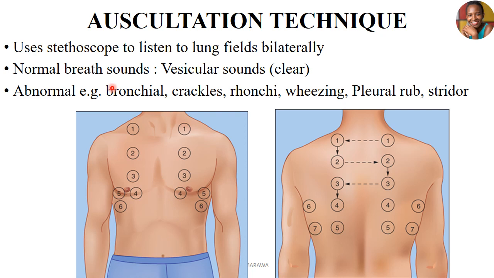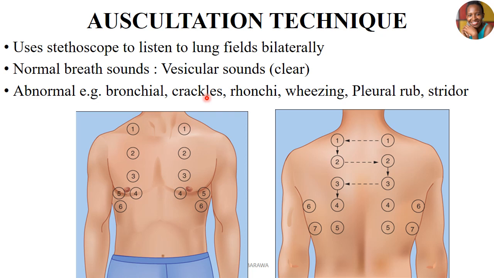Now, the breath sounds are of 2 types. We have the vesicular sounds, which are also treated as the normal breath sounds. These vesicular sounds give us an indication of clear air entry. There's no obstruction, there's proper ventilation for our patient. But when we talk about the abnormal sounds, we talk about examples like the bronchial sounds, the crackles, the rhonchi, wheezing, pleural rubs, and stridors. All these are different abnormal sounds that can be produced when a patient has developed different abnormalities or conditions.